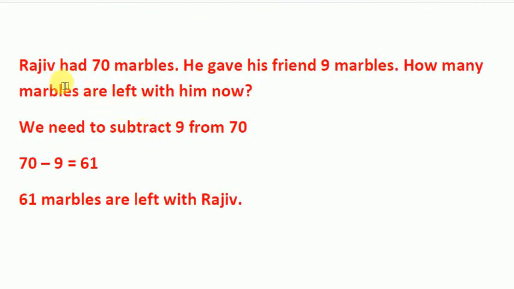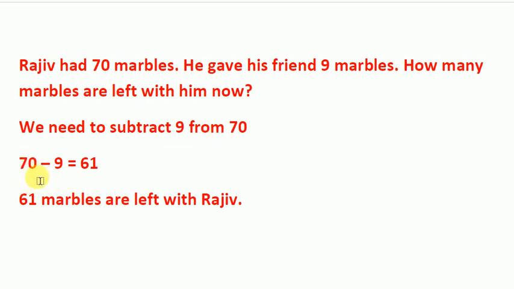Now let's see a story problem. Rajiv had 70 marbles. He gave his friend 9 marbles. How many marbles are left with him now? So in this story problem we have to subtract 9 from 70 because he has given 9 marbles to his friend. 9 marbles are removed. So you have to subtract 9 from 70.